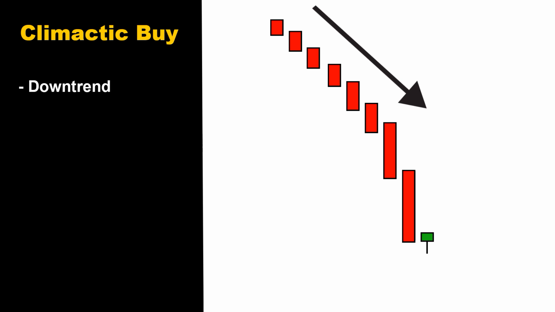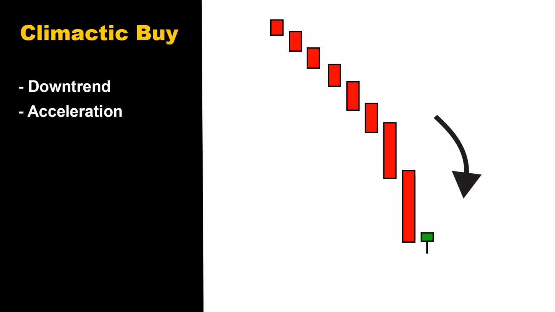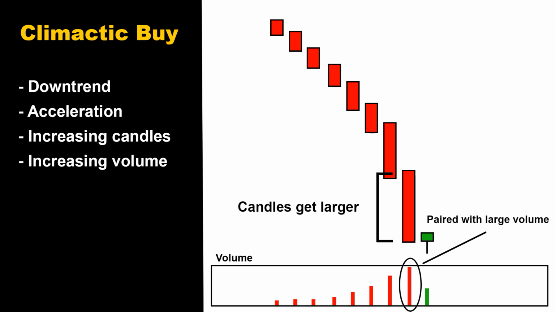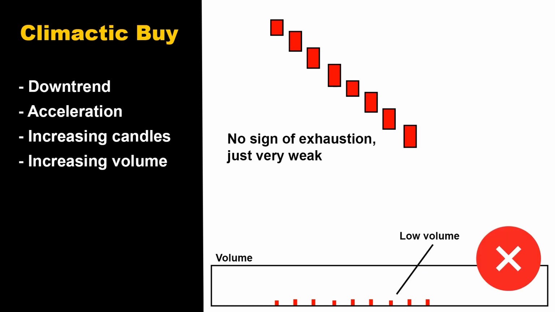So I want to see a total collapse in price. It should almost look like a waterfall on the chart. And I want to see the bars getting bigger as it's selling off, along with the volume kicking up. Now, don't mistake this for something that's just down a lot, right? Just lots of red bars. That's not it. The point of this setup is to find exhaustion.